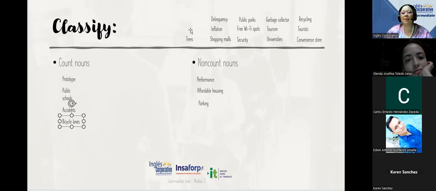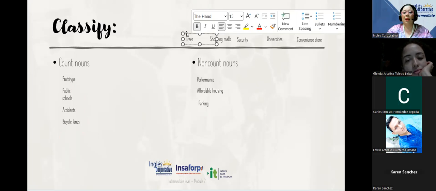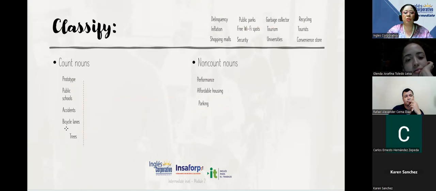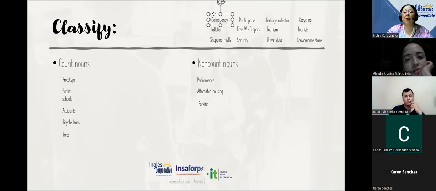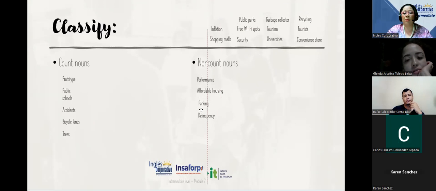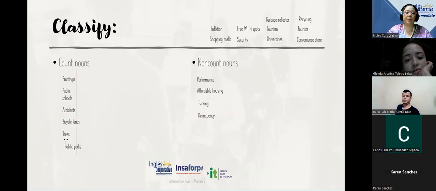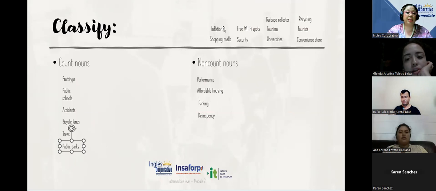Can you repeat? Carril auxiliar, no, de bicicletas. Ah, okay. What about trees? Count. I can count one tree, two trees, etc. Delinquency. Can you count delinquency? No. Non count. Public parks, countable. Inflation. Count.